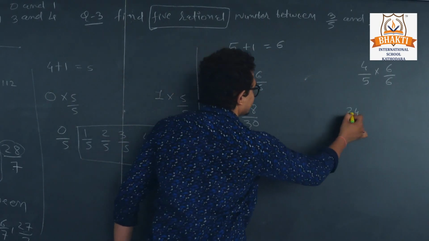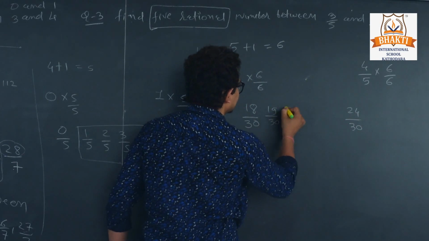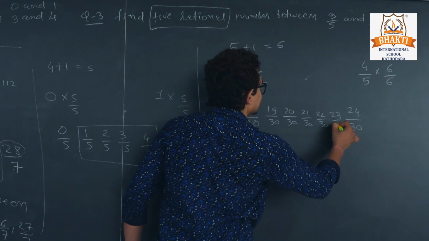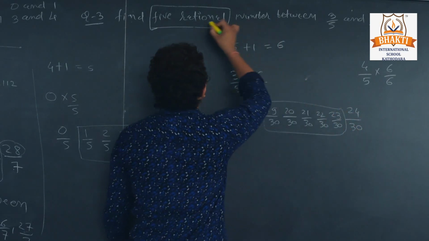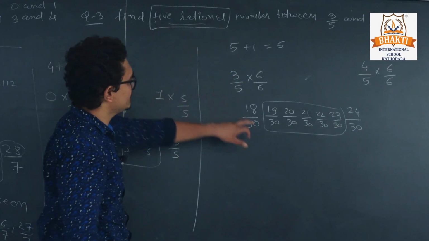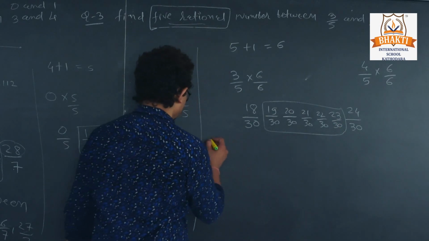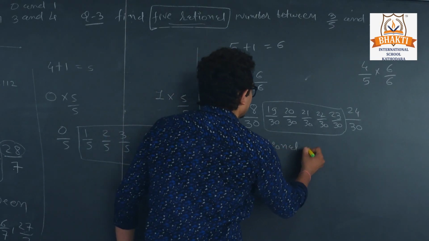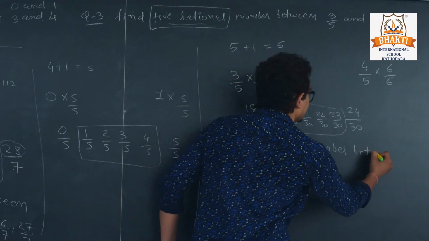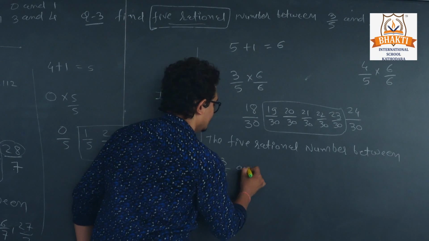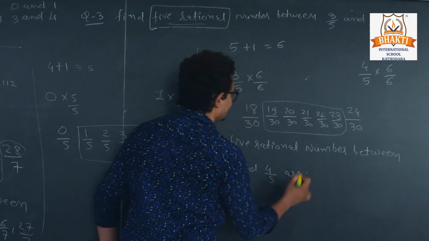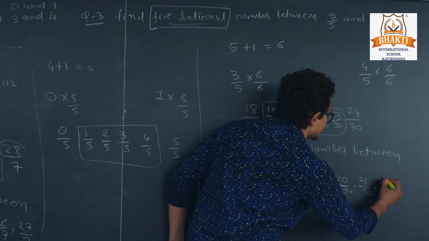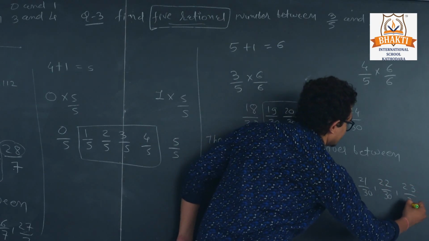Between 18 and 24 how many rational numbers do we have? 19, 20, 21, 22, 23. How many do we want to find? 5. So 1, 2, 3, 4 and 5. So we can write: the 5 rational numbers between 3 by 5 and 4 by 5 are 19 upon 30, 20 upon 30, 21 upon 30, 22 upon 30 and 23 upon 30.